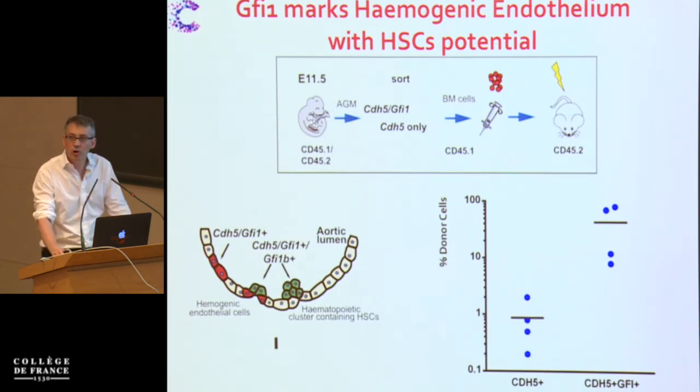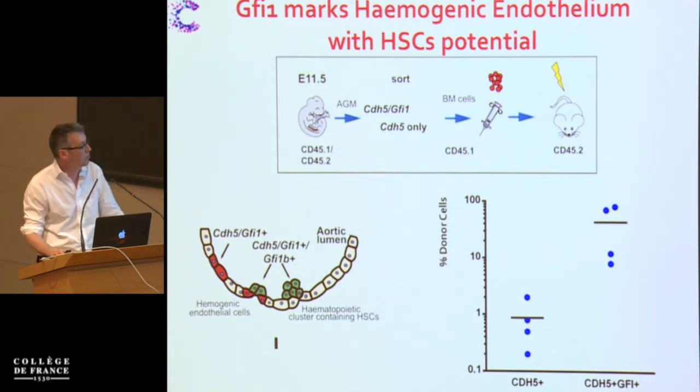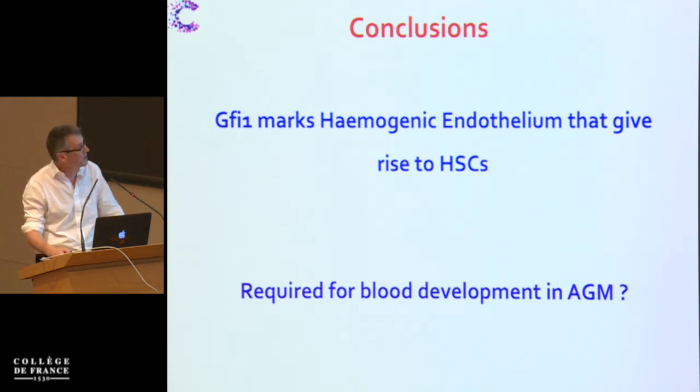The next question was, is it really these cells which generate hematopoietic stem cells? And to answer this question, we purified this V-cadherin expressing GFI1 and V-cadherin not expressing GFI1. We did transplantation, and we can show that indeed these cells which express GFI1 are the ones which will repopulate mice. We've done it with GFI1b also, and as the cells mature, they're more potent to repopulate mice. So, this indicates that we're really looking at the cells which will generate hematopoietic stem cells.